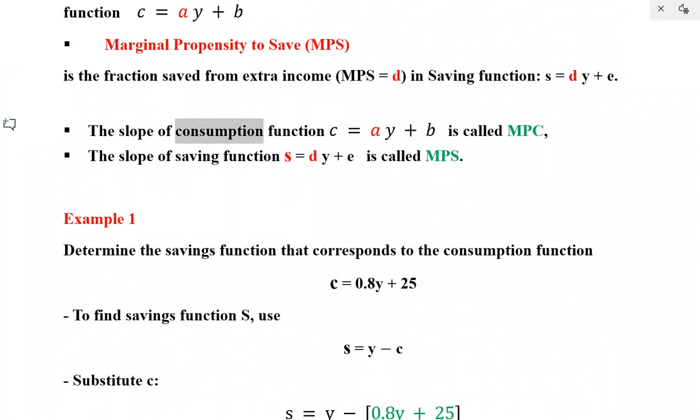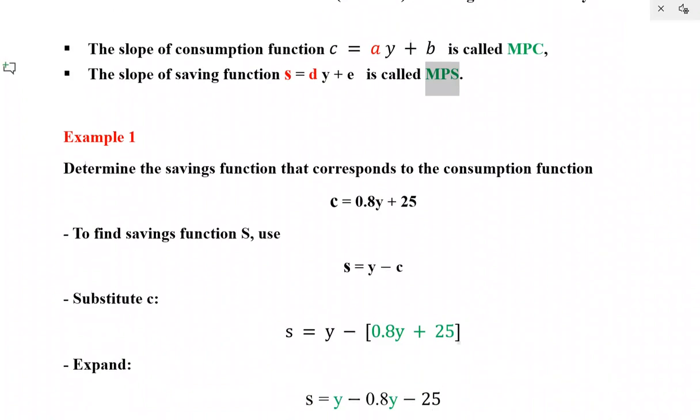The slope of consumption function C equals aY plus b is called MPC. The slope of saving function S equals dY plus e is called MPS.